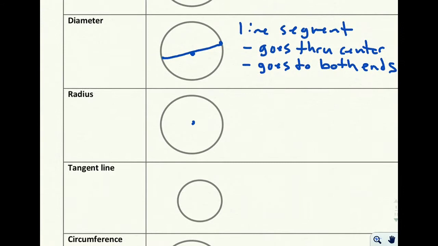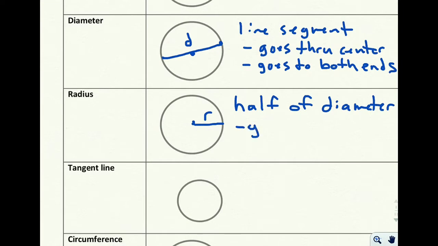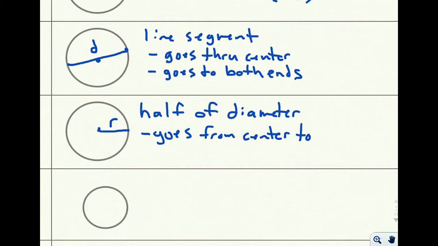The radius is half of the diameter. So radius is half the diameter. And let's go back to diameter and let's call that D. Radius we call R. So in our formulas, when we see D or R, we're referring to the diameter or the radius. And it goes from center to the edge. So center to the edge.